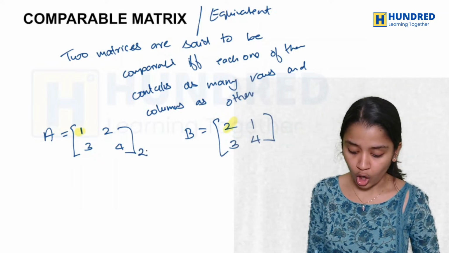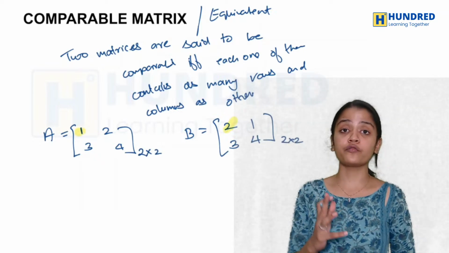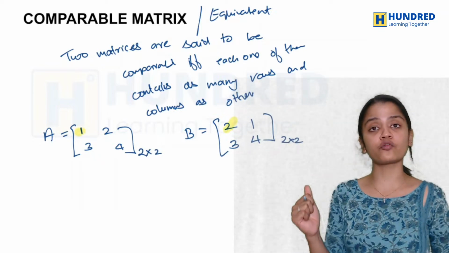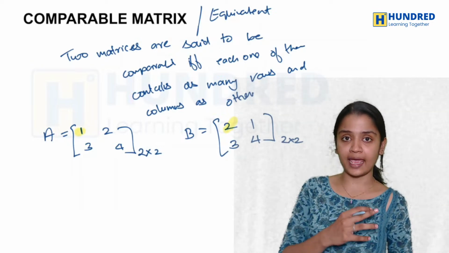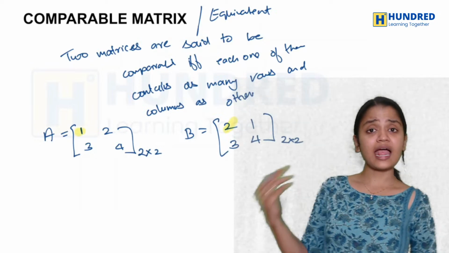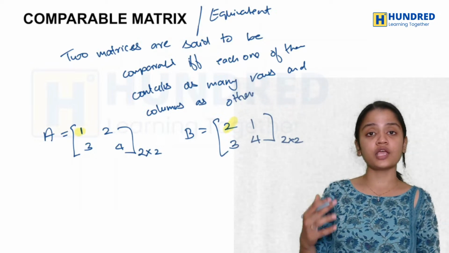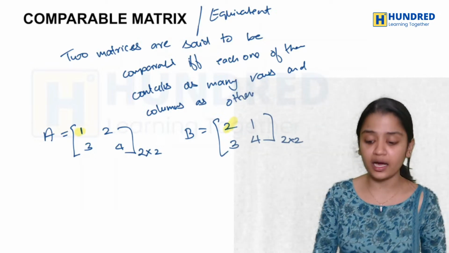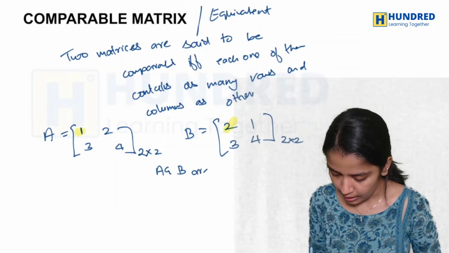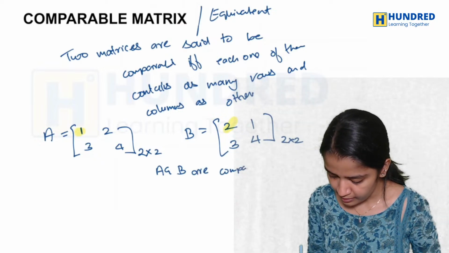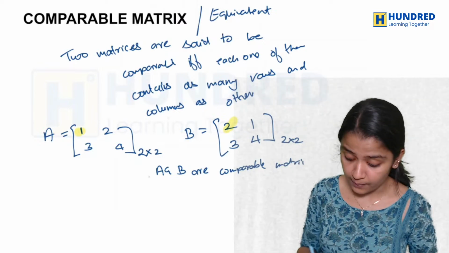But look at the order: it is 2 cross 2, and here also it is 2 cross 2. The number of rows in A is 2, and the number of rows in B is again 2. In the same way, the number of columns in A is 2, and the number of columns in B is also 2. So what can you say? You can say that A and B are comparable matrices.